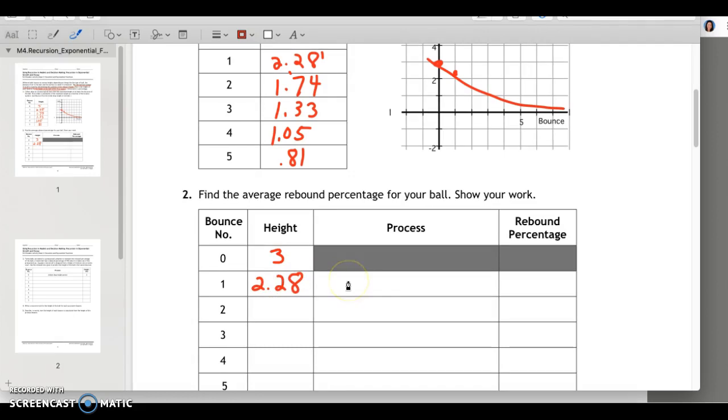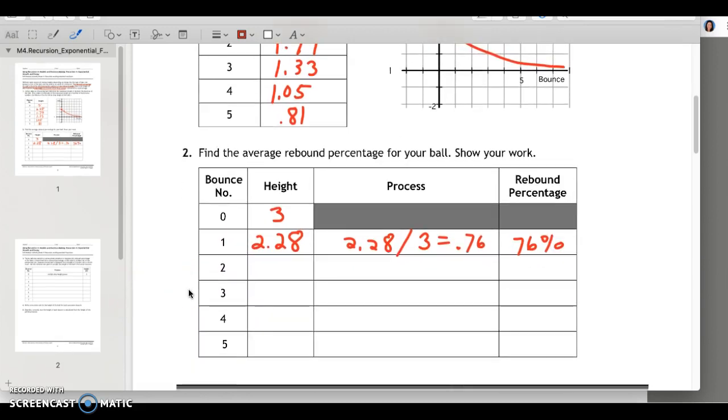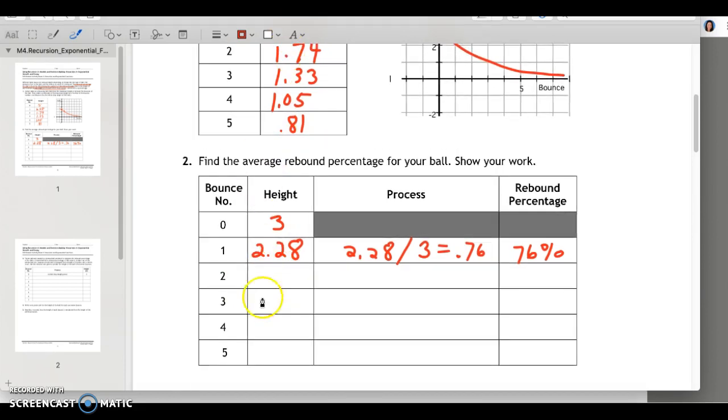The process is you'll take 2.28 and divide by 3. When you put that into your calculator, that's going to round off to about 0.76, which is 76%. Then you'll need to go and do the exact same thing throughout this table. You'll take whatever quantity is here, which is 1.74, and then you'll take 1.74 divided by 2.28. You'll just divide by the previous height.